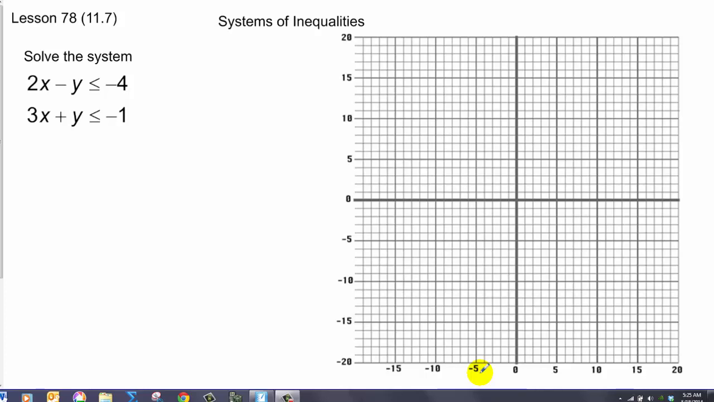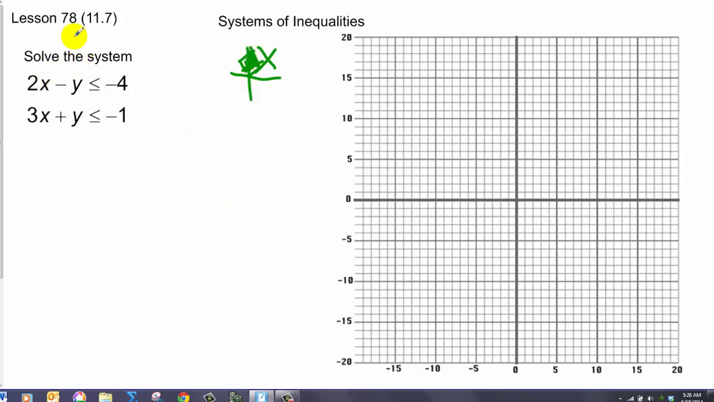Topic of the day is systems of inequalities. If you remember when we talked about systems of equations, we were graphing two figures and finding their intersection. When we talk about systems of inequalities, we're talking about a range of answers, not a specific answer. So we're going to do some shading, and when we shade, we'll have a region in which our solution exists.